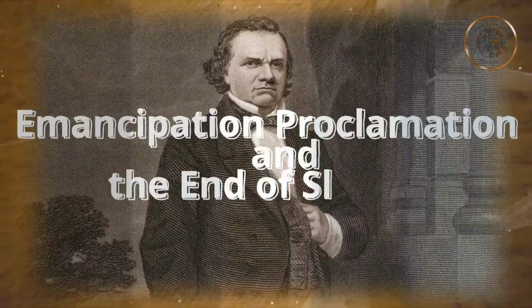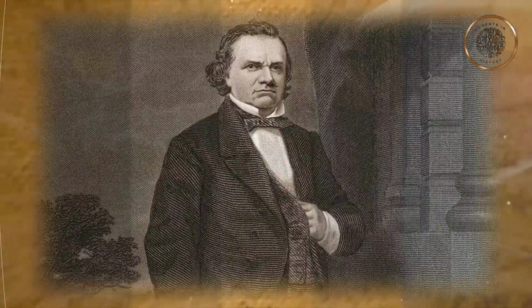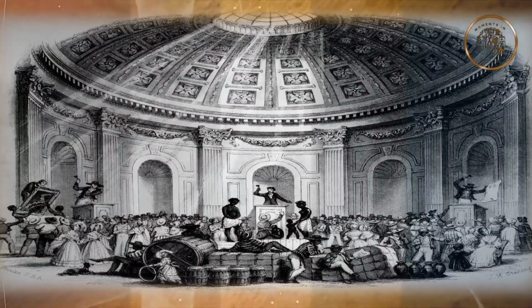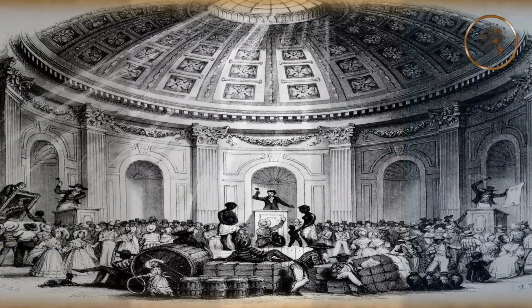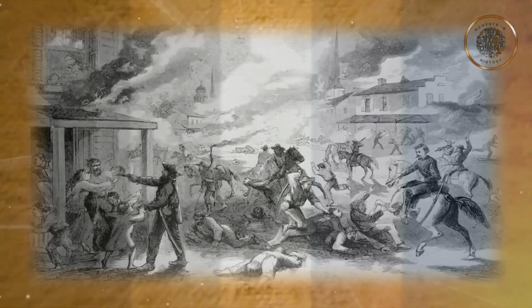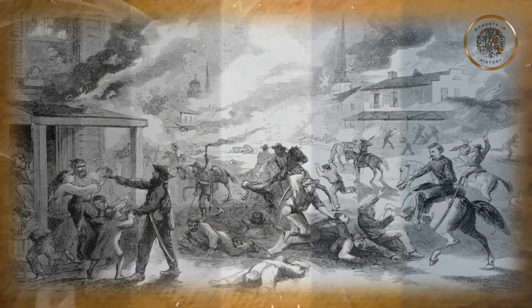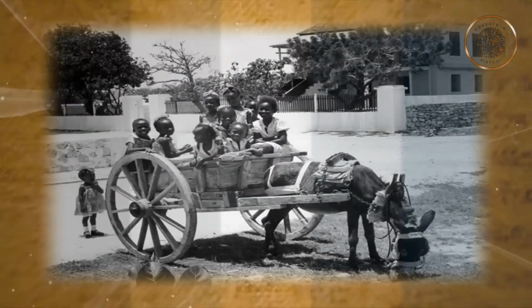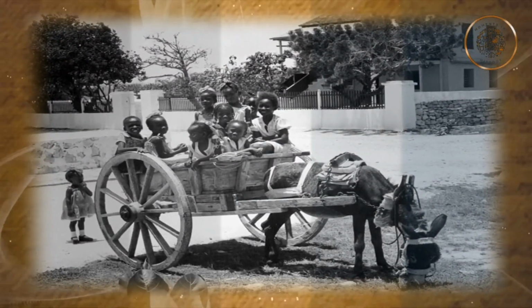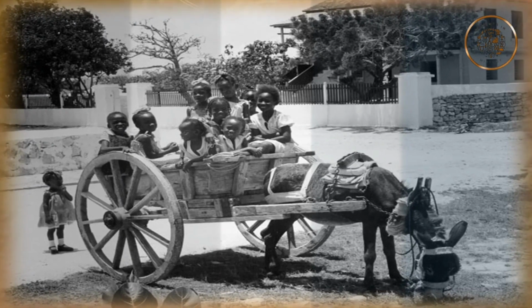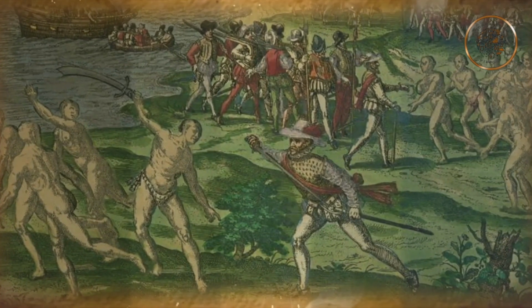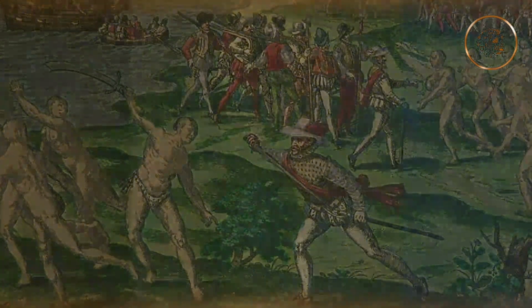Consequences: Emancipation Proclamation and the end of slavery. One of the most significant consequences of the American Civil War was the issuance of the Emancipation Proclamation and the eventual end of slavery. As the war progressed, President Abraham Lincoln recognized the importance of addressing the issue of slavery as a key factor in the conflict. In 1862, he issued the Emancipation Proclamation, declaring that all slaves in Confederate territory were to be set free.